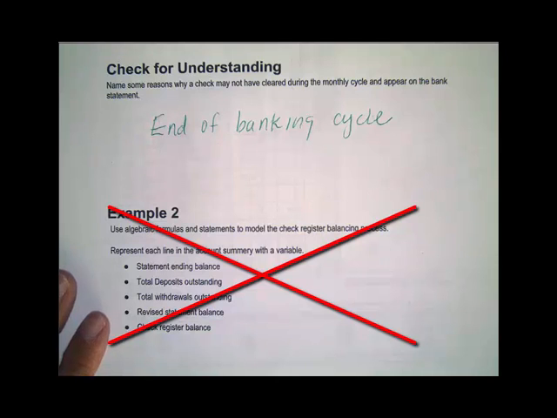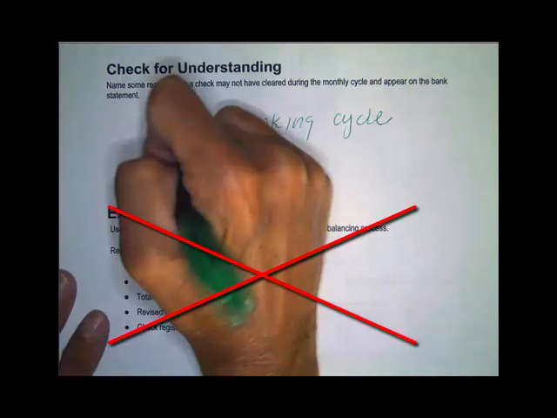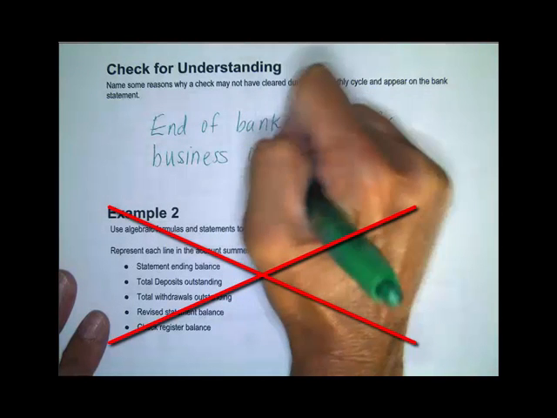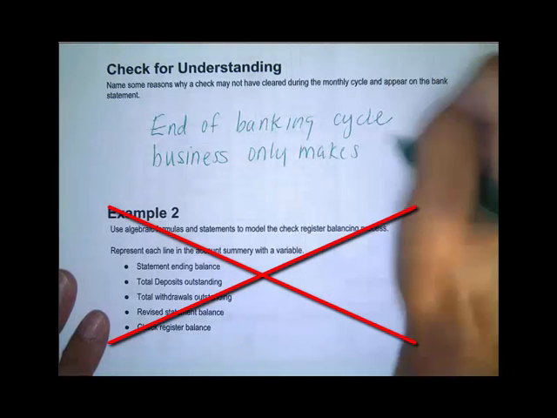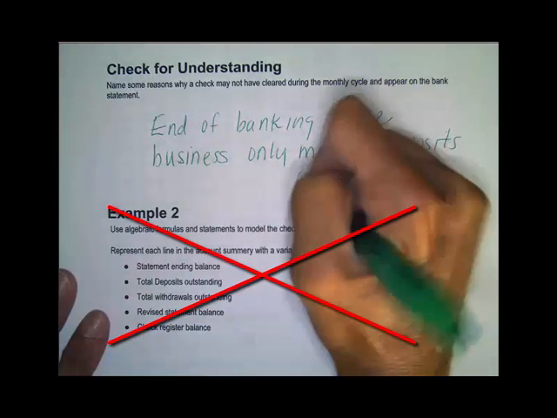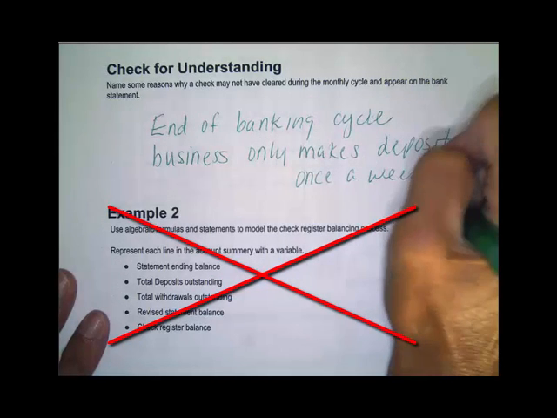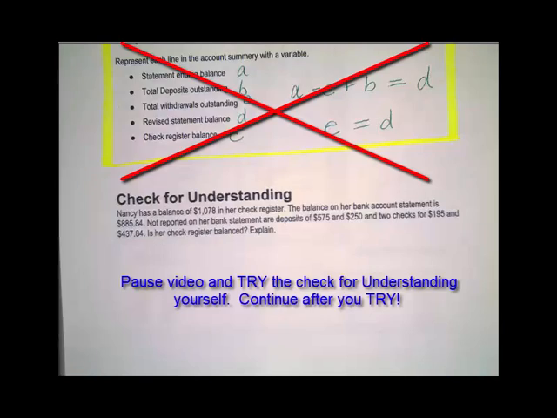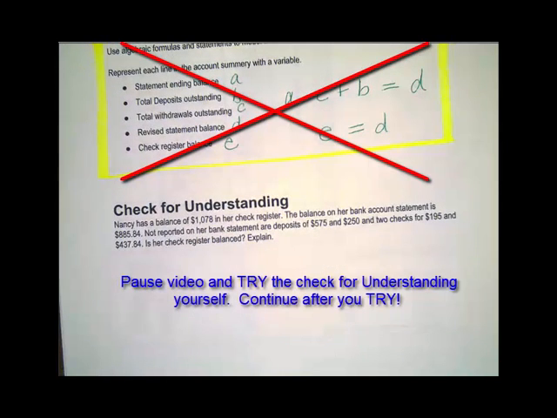And maybe you wrote something and the business that you wrote it to only makes deposits once a week. Or once a month. I don't think they would do that, but you never know. I like the first idea first. If you have any other ones, please share them with me. That would be great. So why don't you try your check for understanding and then continue the video to make sure you got the right answer.